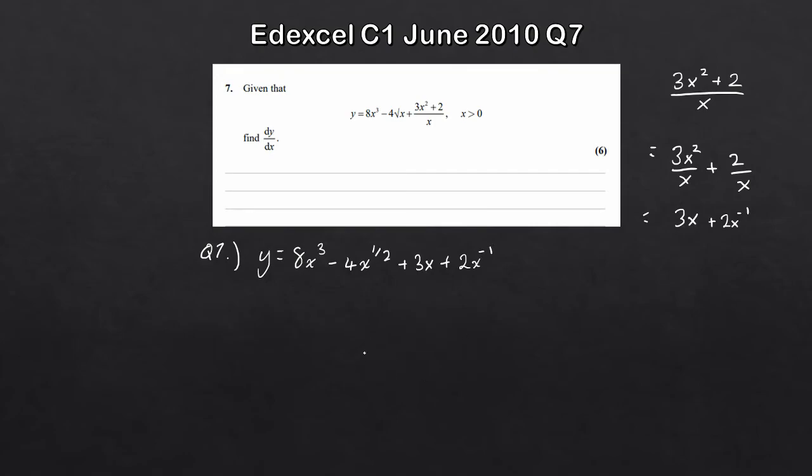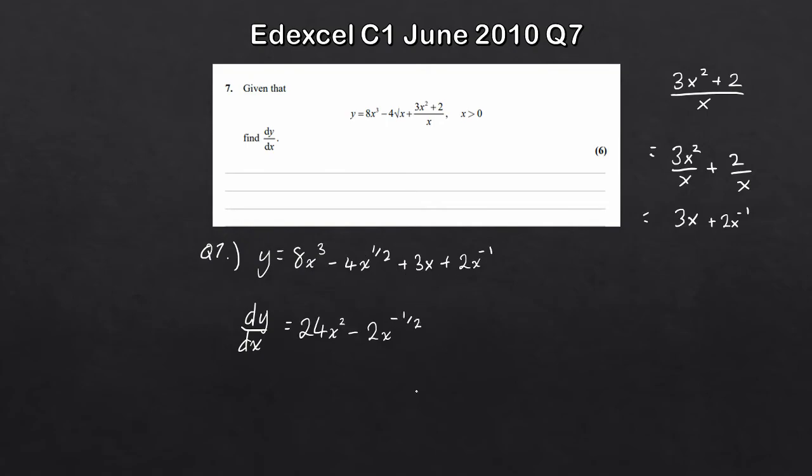So now, this isn't actually anything tricky now to differentiate, we've just got 4 terms, and we've just got to be careful with our powers basically. So, dy by dx, 8 times 3, that'd be 24, subtract 1 off your power, so 24x squared, minus 4 times a half, so that's minus 2x, and just like we did before, if you've got a half and you minus 1, that'd be minus a half.